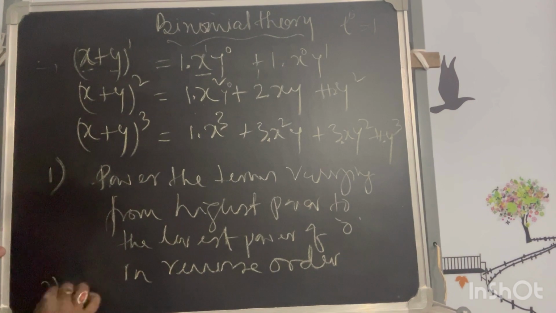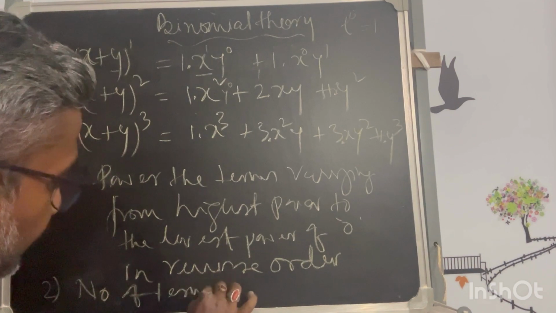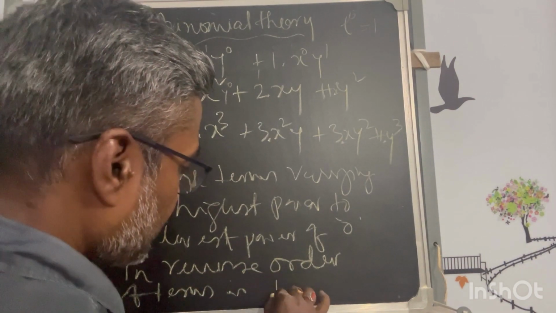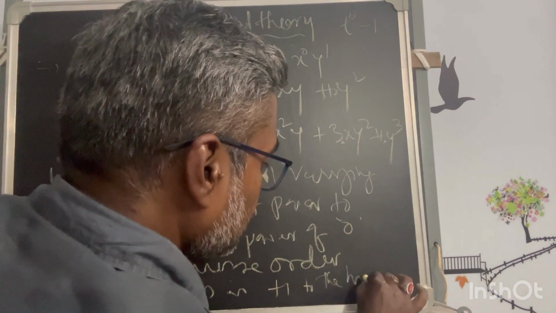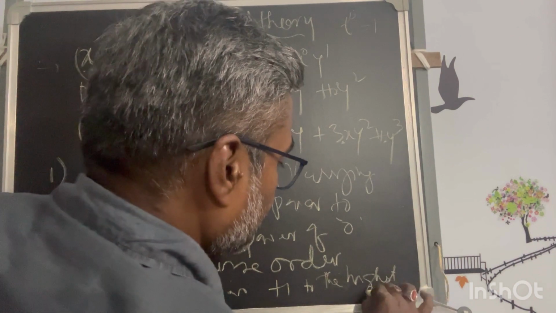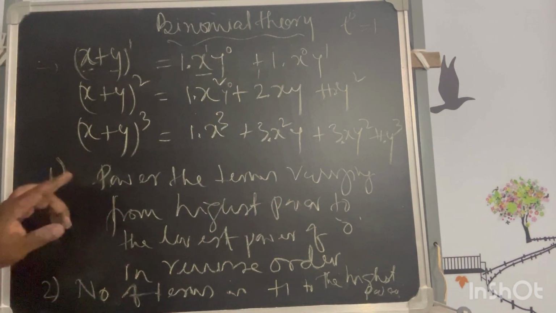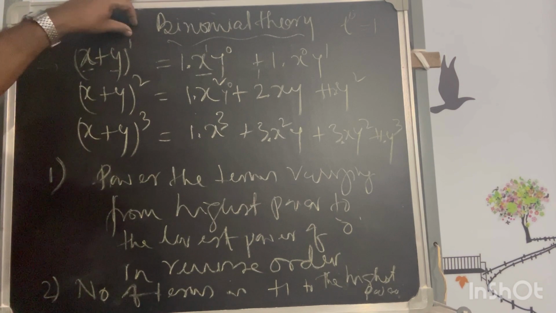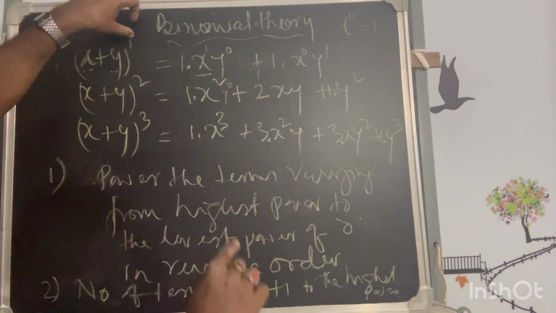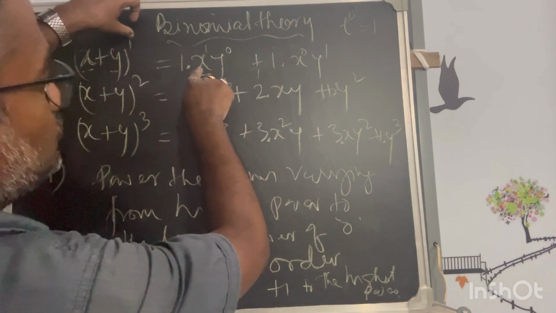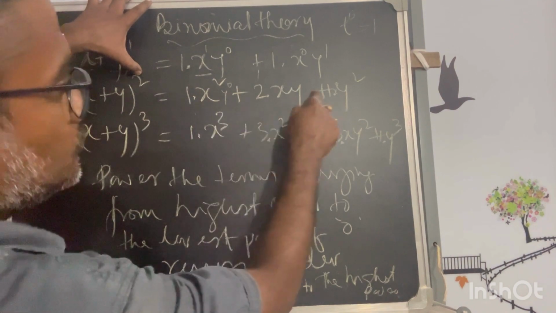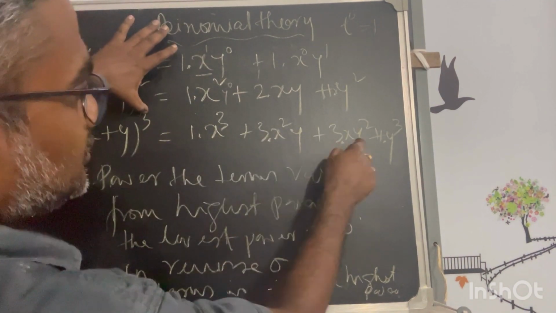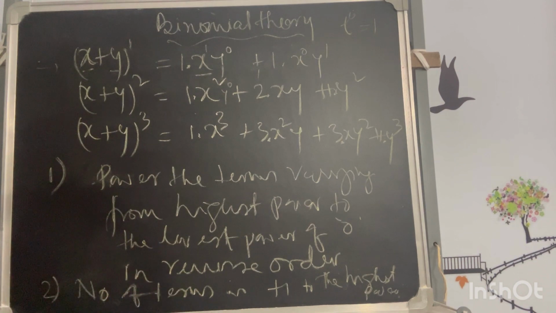And secondly, the number of terms is plus 1 to the highest power, isn't it? Here your highest power is 1, so the number of terms would be plus 1. So 1 plus 1 is 2, 1 and 2. Highest power is 2, so the number of terms will be 2 plus 1, 1, 2, 3. For the cube, 1, 2, 3, 4. Understand? So this can be concluded.